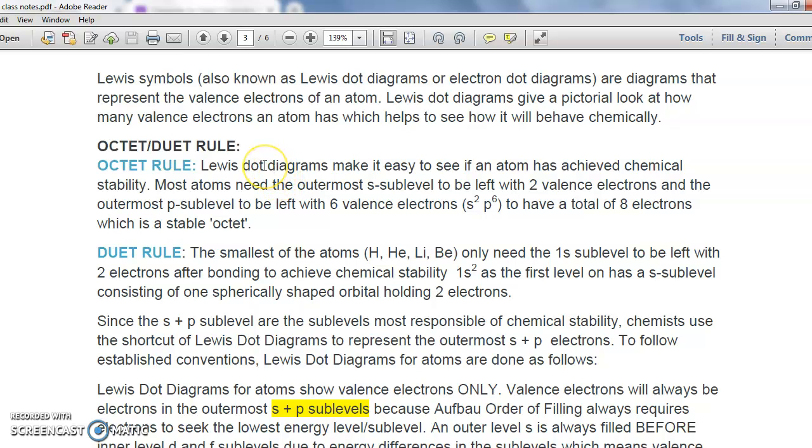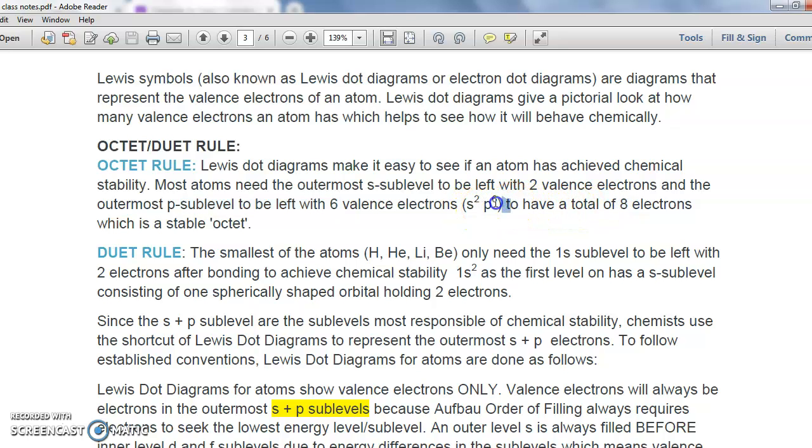Lewis dot diagrams make it very easy for us to see if it's achieved chemical stability by satisfying the octet rule, because Lewis dot diagrams show the valence electrons. It shows only the electrons in the outermost S and outermost P sublevels. The S sublevel holds 2 electrons because it's made up of one orbital. The P sublevel can hold 6 valence electrons because it's made up of 3 orbitals. So the S holds 2, the P holds 6, that gives us 8.